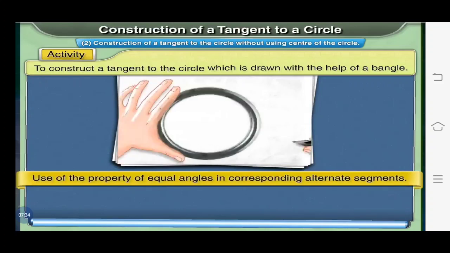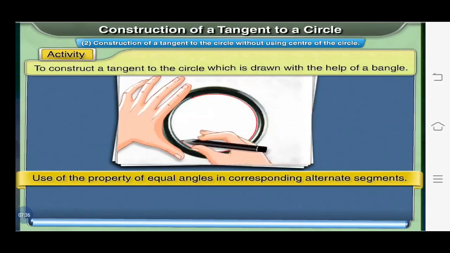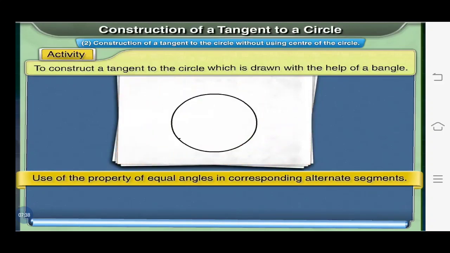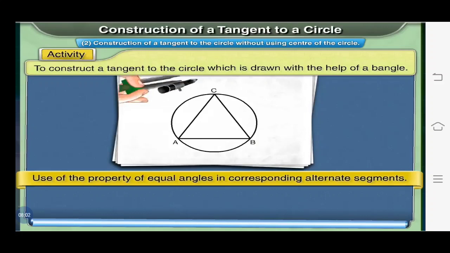First, draw the circle with the help of a bangle. Draw chord AB of the circle. Take any point C on the circle other than points A and B. Join AC and BC. Construct an angle congruent to angle ACB, taking point B as vertex and chord AB as one side.